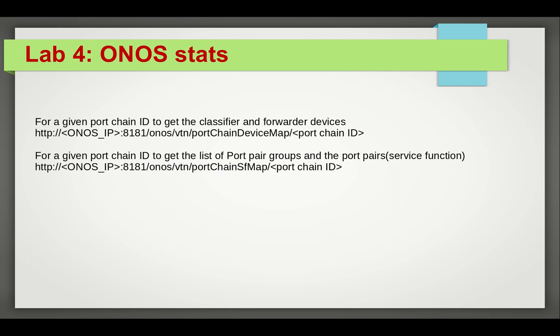In ONOS, I have defined REST APIs to display the resources for classifier and forwarder devices. That includes the port chain device map and the list of port pair groups and the port pairs from the port chain SF map.